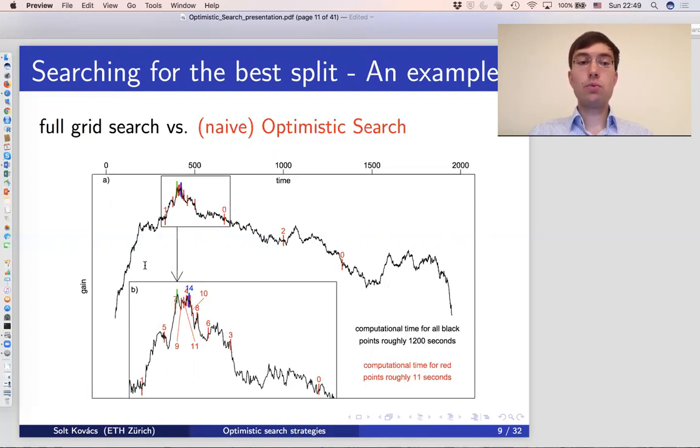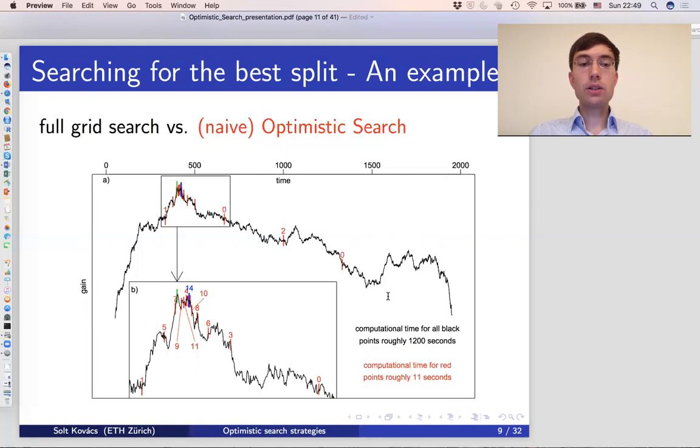Okay, and why is this the case? Why is the full grid search so expensive? Because we have a high-dimensional Gaussian graphical model that is changing. The true change point is here in green, and we need the graphical lasso fit at each split point. So if we fit many of them, it becomes computationally, well, at least very demanding.